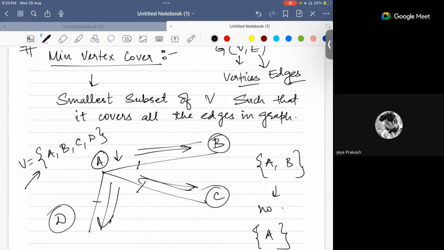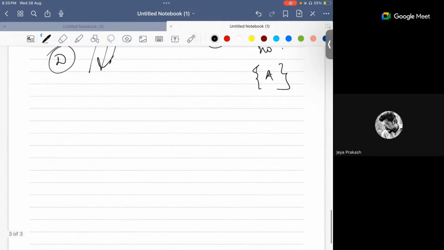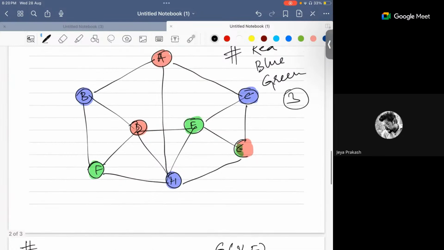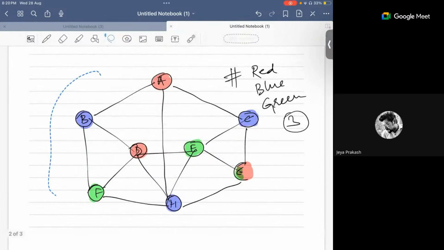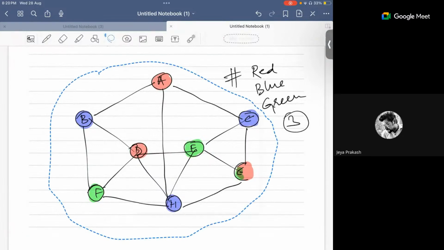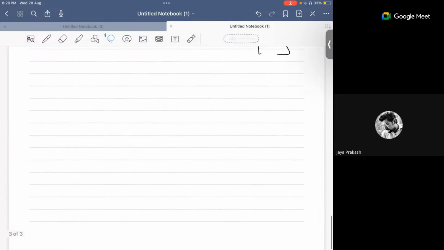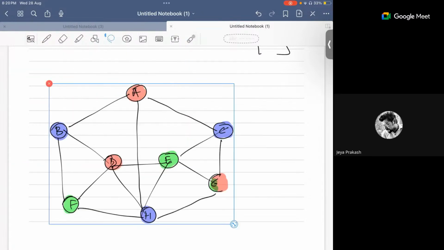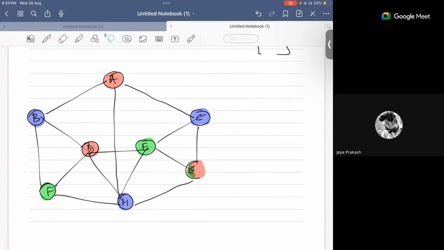Is it clear? Okay, I'll give you one example. So try to solve the same example. I'll just copy this. I'll just make one more comment. Now, can you tell me the minimum vertex cover for this graph?